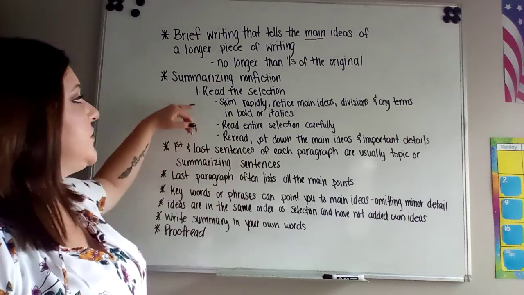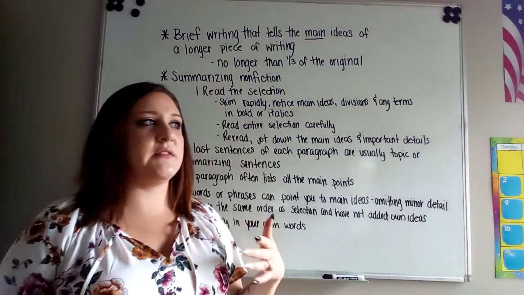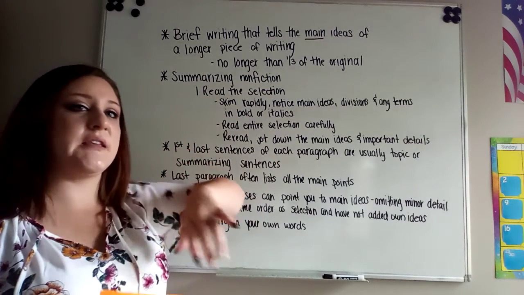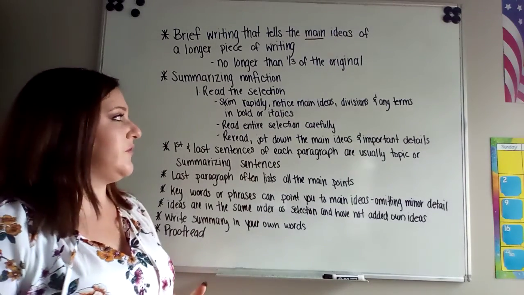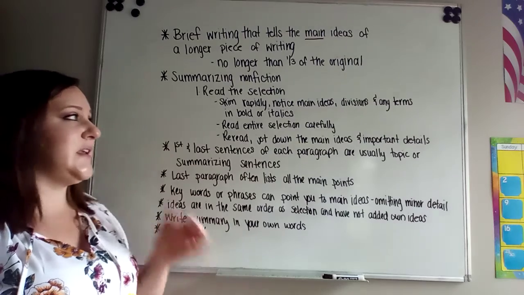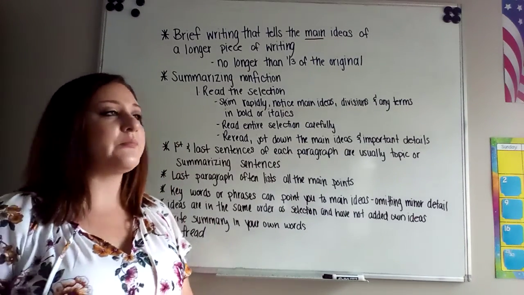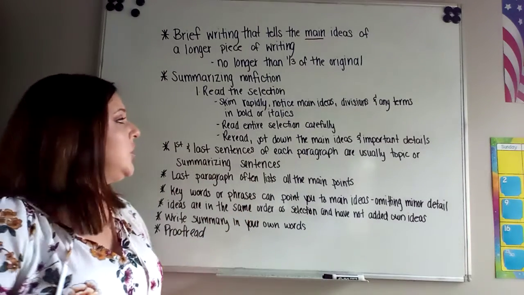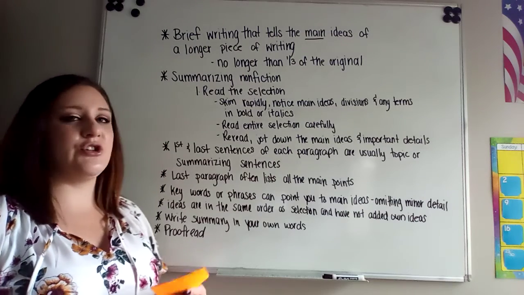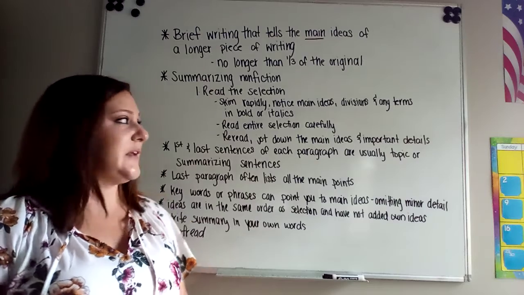selections. First, you want to read the selection, and what that entails is several different steps. By reading the selection, you're going to skim rapidly over it at first. You want to notice the main ideas and any divisions or any terms that are in bold and italics. After you've skimmed the selection, you're going to read it carefully, making sure that you've comprehended and understand exactly what's being said.